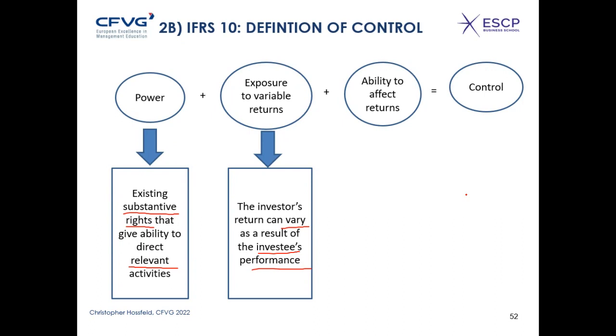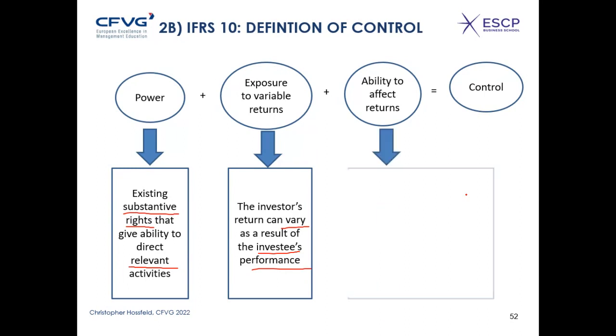And finally, I do not get a tax advantage as expected, or I get a lower tax advantage than I thought, etc. So variable return is not only a dividend return. The notion is very large. So I have theoretical power, and I'm exposed to a variable return, to risk.